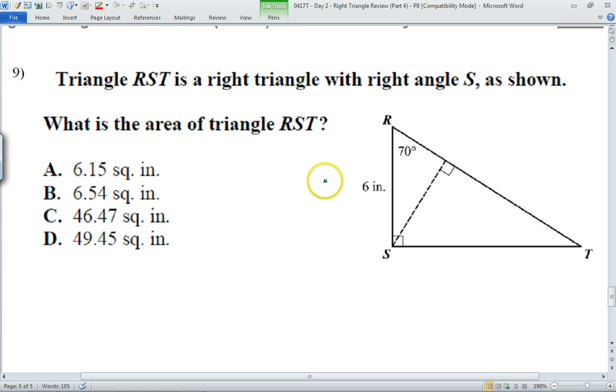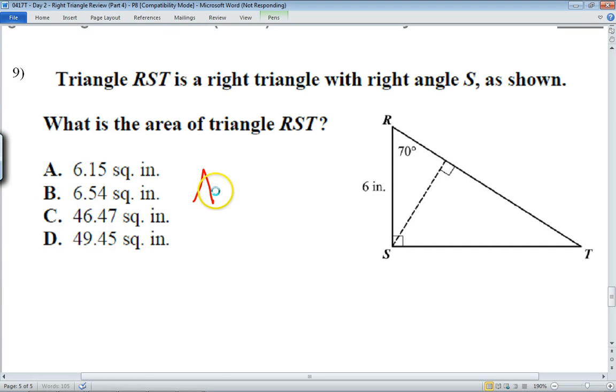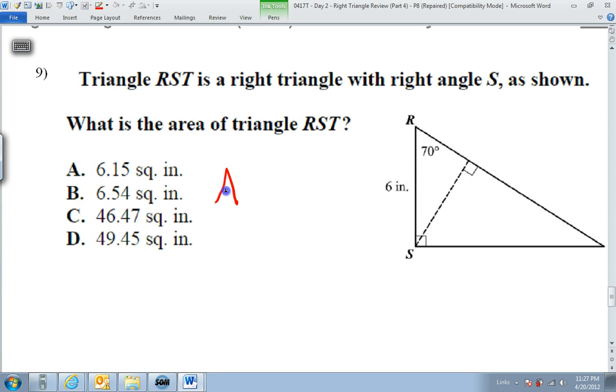We're supposed to find the area. What's the formula for the area of a triangle? This will be given to you. Area equals 1/2 base times height. That's the formula for the area of a triangle. That will be given to you on the formula sheet.